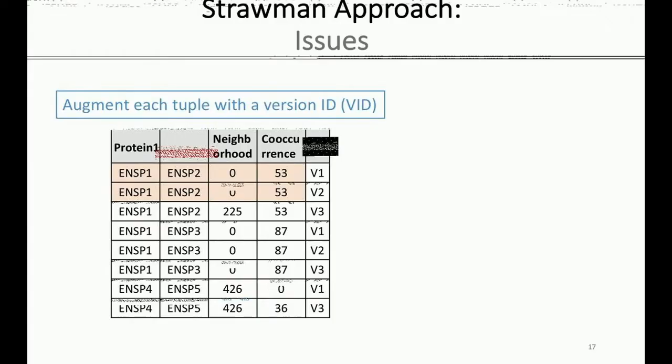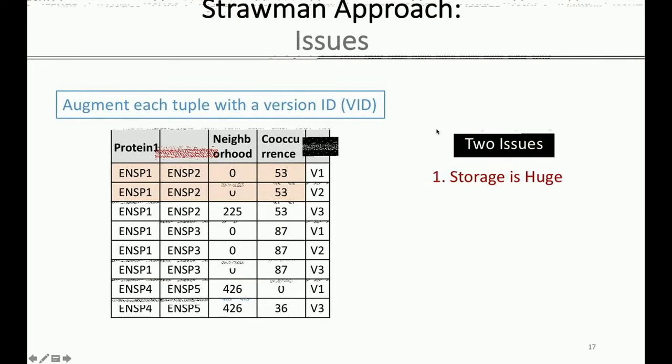So I will start from a Strawman approach here. One naive way is that we can augment each tuple with a version ID, VID here. However, this has 2 major issues. The first one is the storage can be very large. For example, here the first record is repeated twice. So basically, each single record will be repeated as many times as the number of versions it is present in.